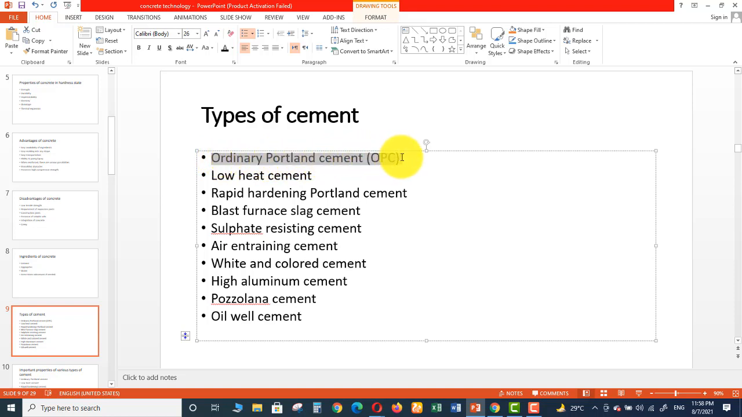Ordinary Portland cement OPC, low heat cement, rapid hardening Portland cement, blast furnace slag cement, sulfate resisting cement, air entraining cement, white and colored cement, high aluminum cement, pozzolana cement, and oil well cement.